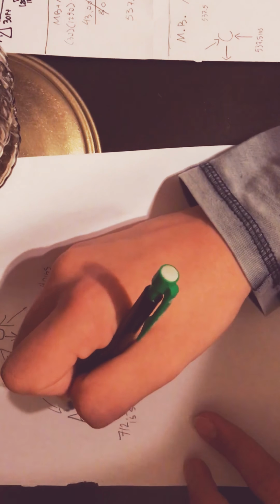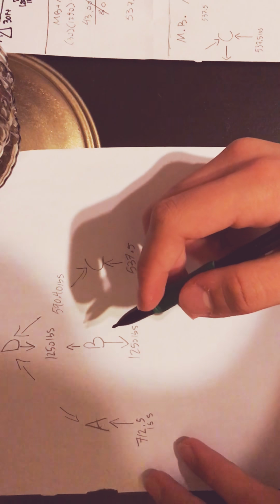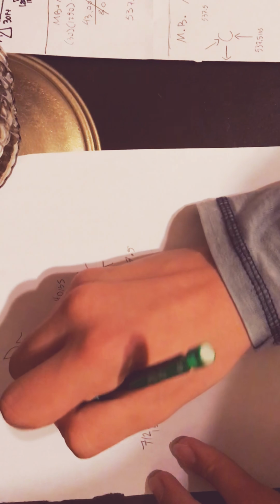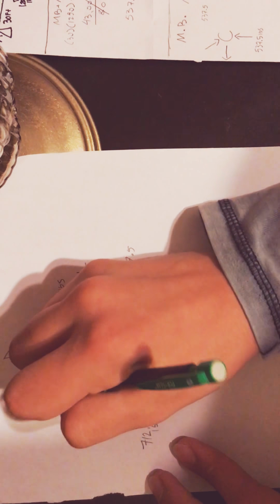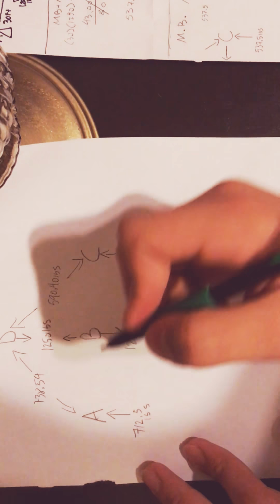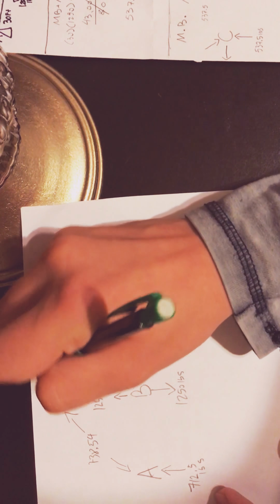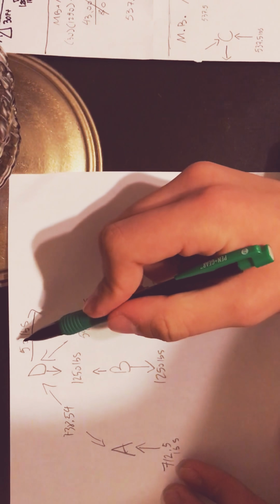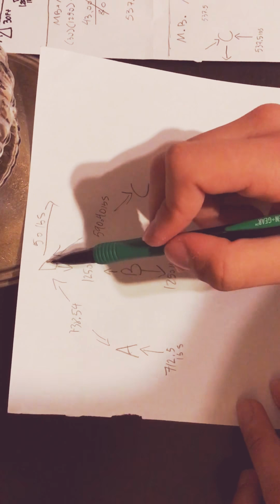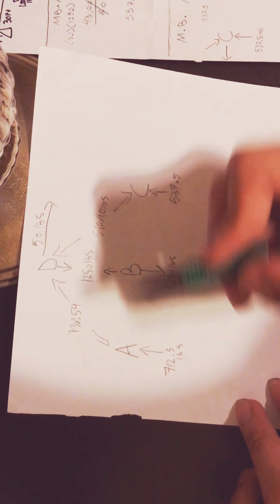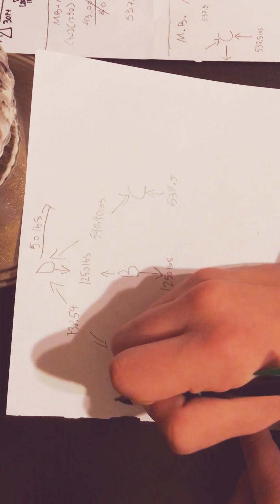The reason that these angles are opposite is because they need to cancel each other out. And 738.54 is what we got for that. Don't forget our D, which is 50 pounds to the right. So that's going 50 pounds to the right, so our Ray would be 50 pounds to the left.